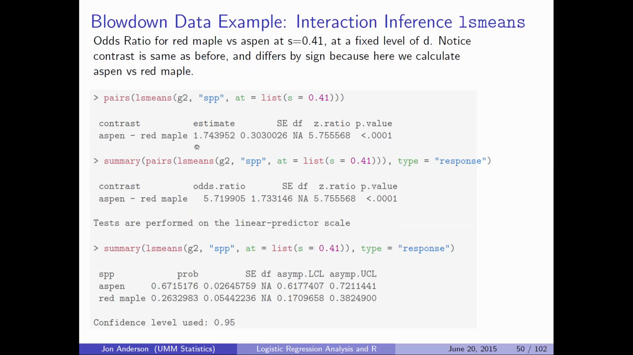And this shows you the L hat vector in this first one, and it shows you that odds ratio again in the second one, and it shows you the individual death probabilities calculated separately in this last command. You can see that aspens are about 67% of them are going to die at this severity, and only about 26% of the red maples.